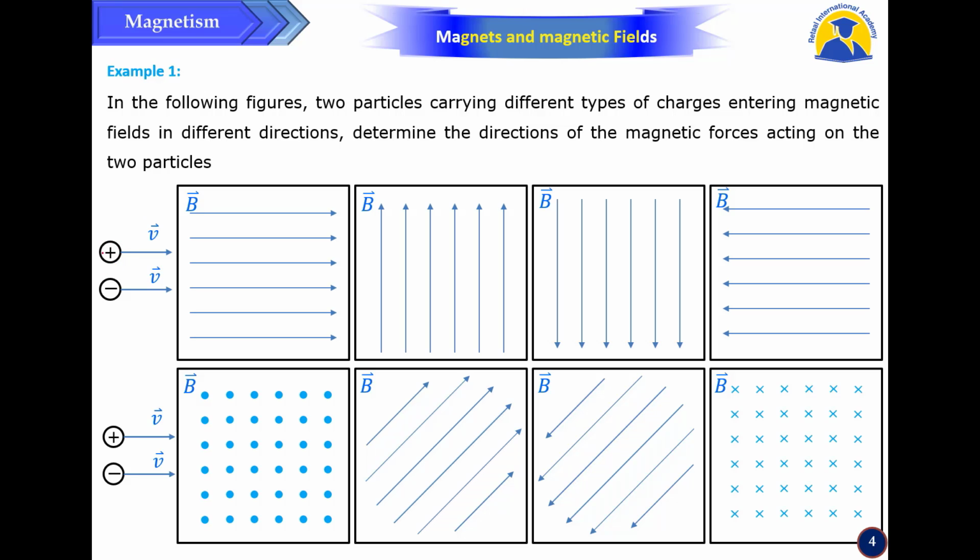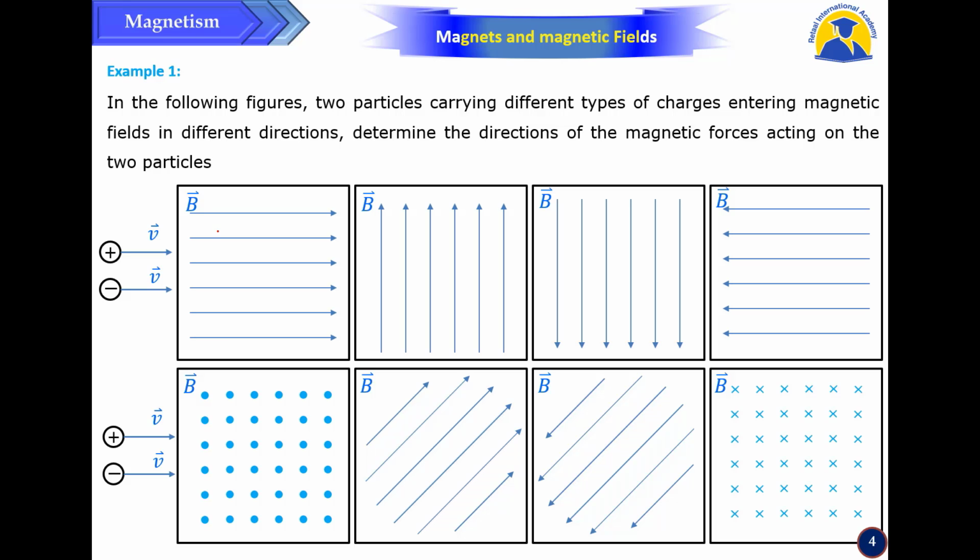We have a positive particle here and a negative particle going to the right side. So we need to determine the direction of the magnetic force when the particles enter the different field directions. Okay, so let's start with the first one. Here the direction of the magnetic field is to the right.